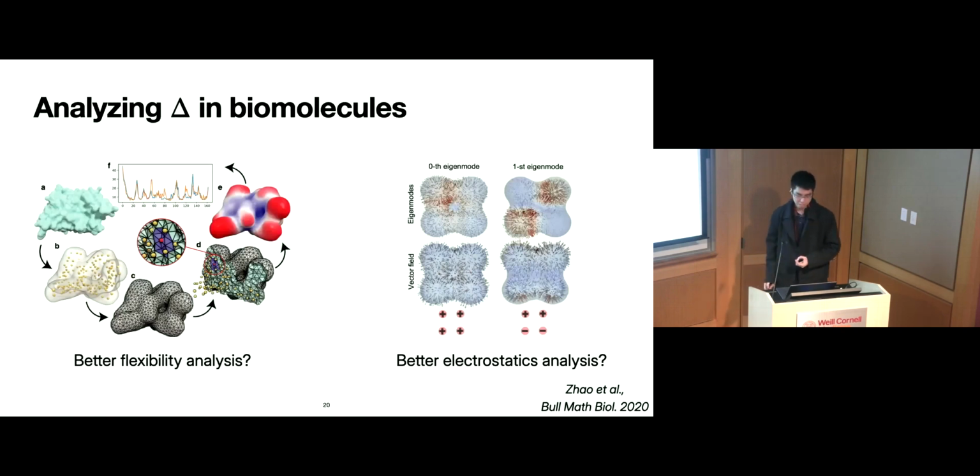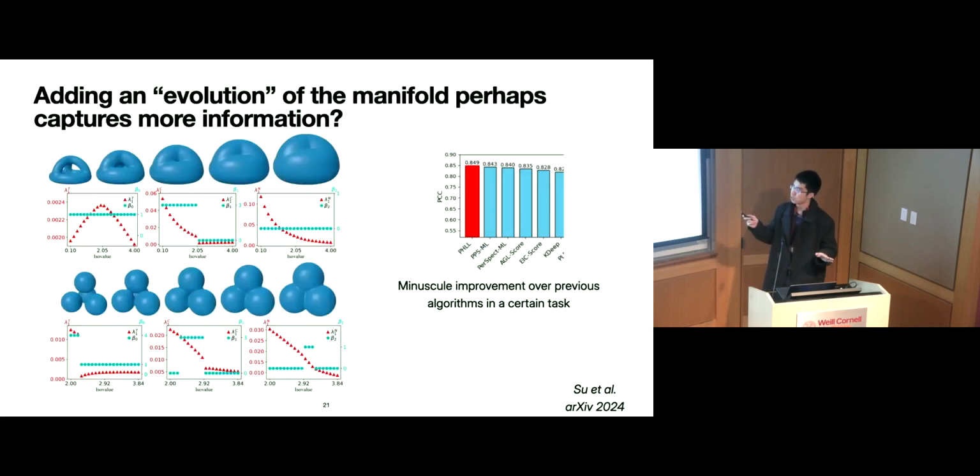Okay, so the two papers that I put up are about the ideas of how we can analyze delta in biomolecules for better flexibility analysis, better electrostatics analysis, or maybe adding evolution to the manifold, which perhaps captures more information. I mean, this is a minuscule improvement over the previous algorithms, but these authors tend to not be very good at doing biology-related stuff. Okay, so that's the end of the presentation. Thanks.